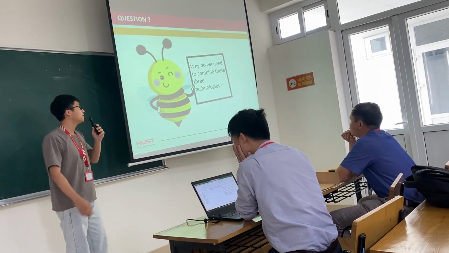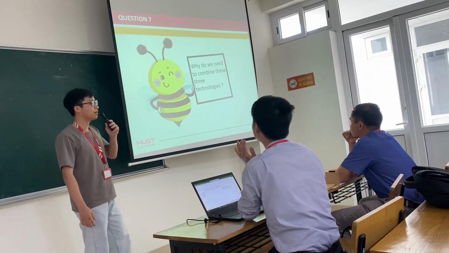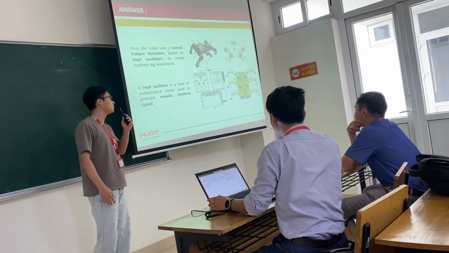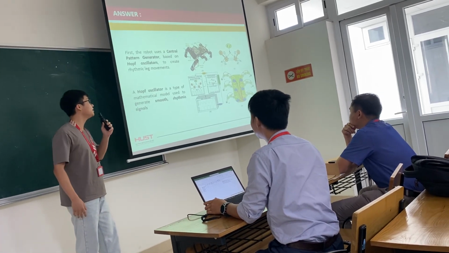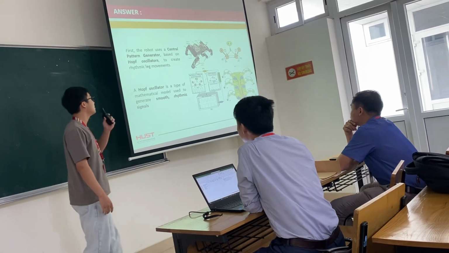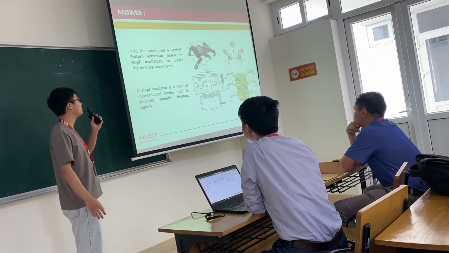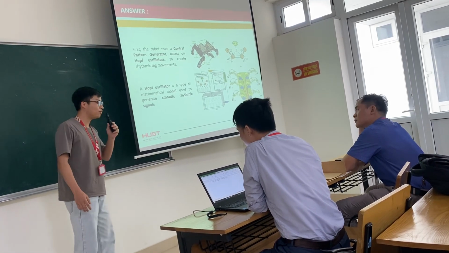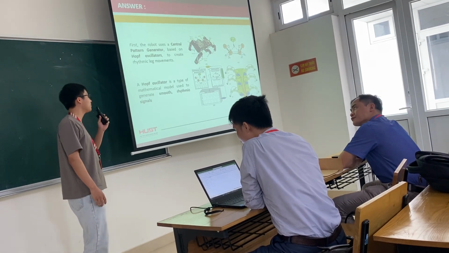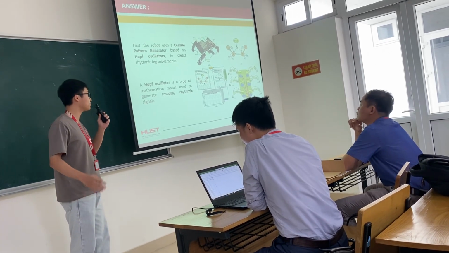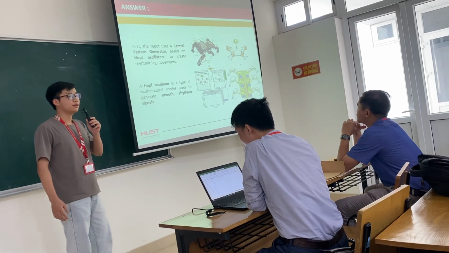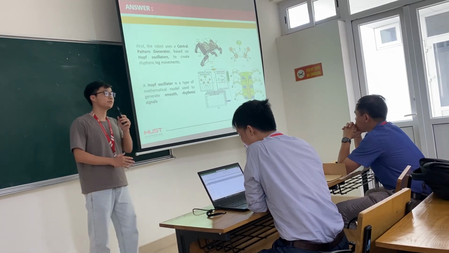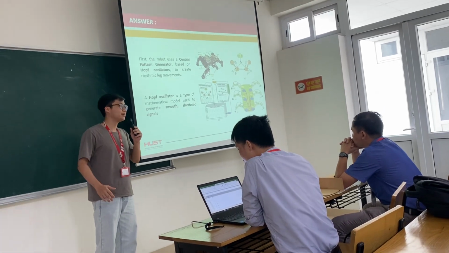So the question is, why do we need to combine these three technologies: edge computing, CPG, and BO? First, the robot uses a central pattern generator based on a Hopf oscillator to create rhythmic movements. A Hopf oscillator is a type of mathematical model used to generate smooth and rhythmic signals, just like those found in biological systems, such as the nervous system that controls walking in animals.